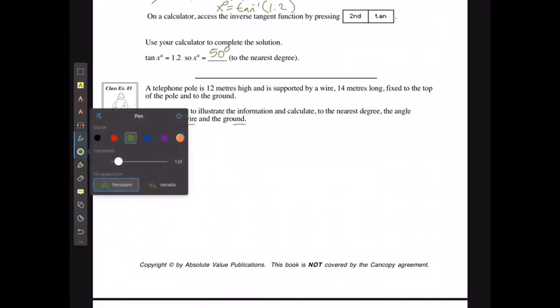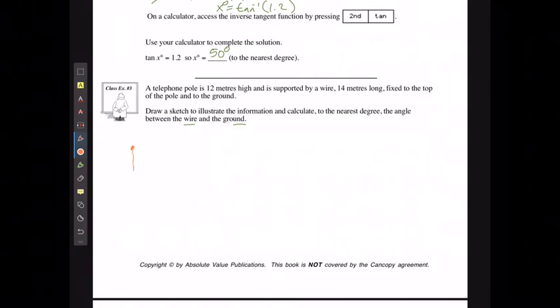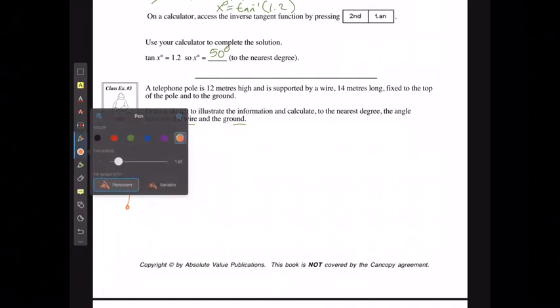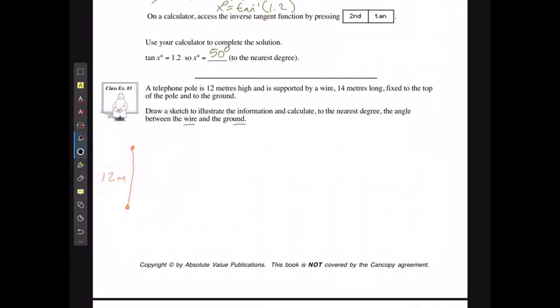Well, I'm going to say that I have a pole that is 12 meters high. I have a wire that's connected to the pole at the top and connected to the ground, and that's going to be 14 meters. And then I have the length along the ground, which I don't know. All it wants me to figure out is what is the angle between the wire and the ground, so I'm looking for this angle here, which I can call x.